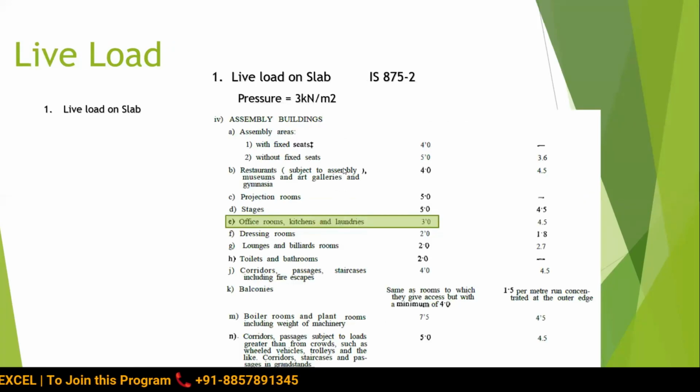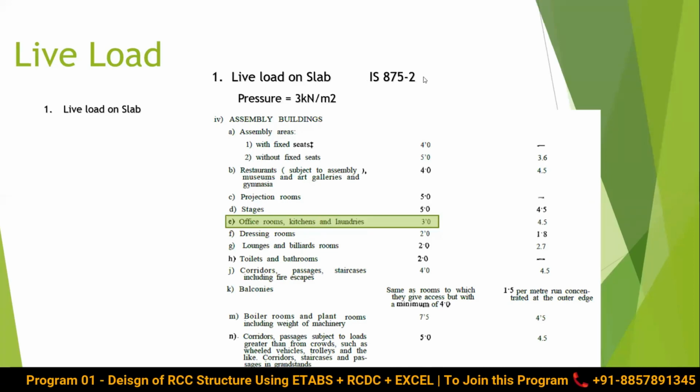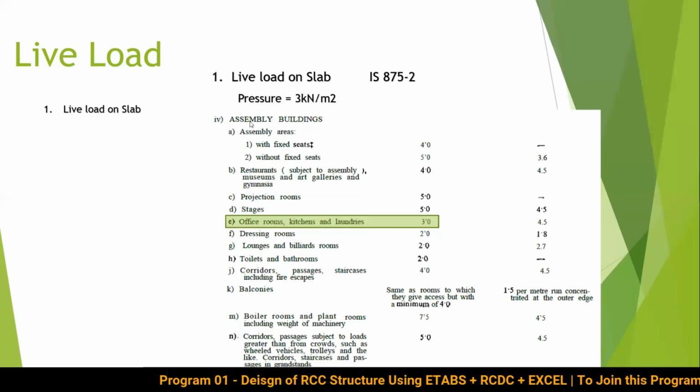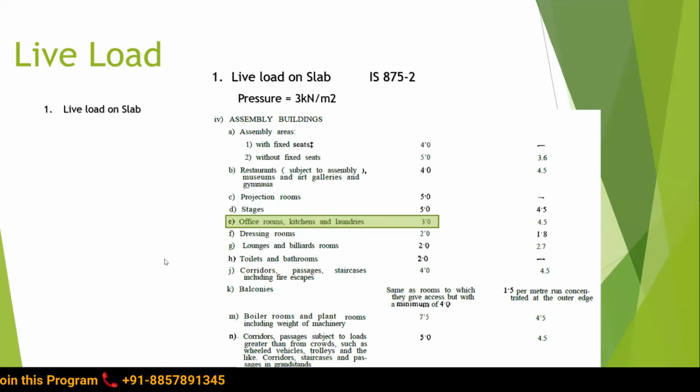Next is my live load. Live load on slab, this we have taken as per IS 875 part 2. This is my assembly building, and in that, if we consider the office room, I have the factor of 3 kilonewton per meter square as per the code. So I have taken this value 3 kilonewton per meter square. So that was regarding dead load and live load.